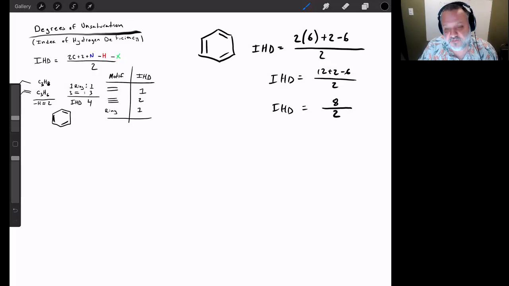8 divided by 2. The IHD is 4, and that's what we expect from benzene. So what happens is you don't usually get a structure. Usually you get a formula, right? And so let's do something with a formula.